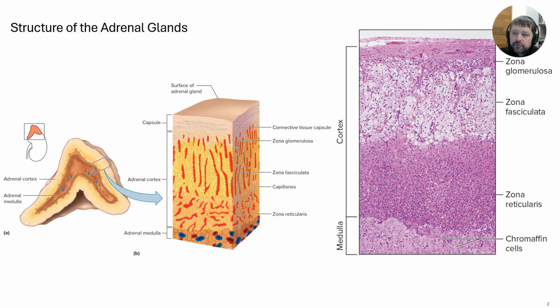Okay, you have three main zones: the zona glomerulosa, the fasciculata, and the reticularis. And we'll come back and talk about the hormones that are produced in each one of these regions. And then that inner region is the medulla, or the adrenal medulla. They have a series of specialized cells called the chromaffin cells, and these are the cells that produce adrenaline and noradrenaline, or epinephrine and norepinephrine. Remember, those can be used interchangeably.